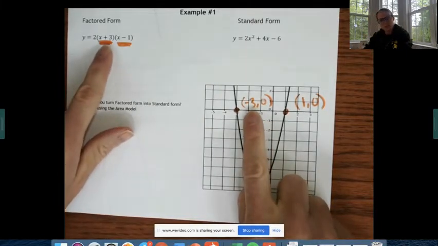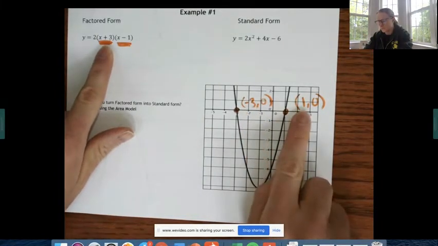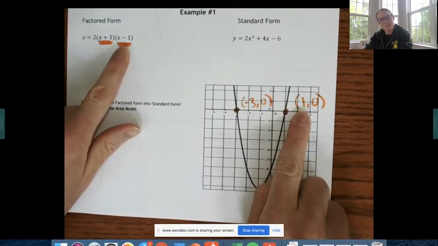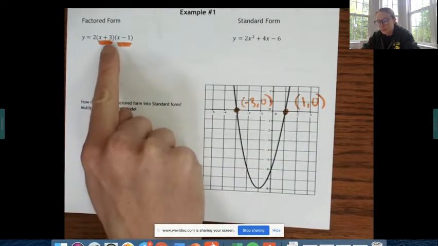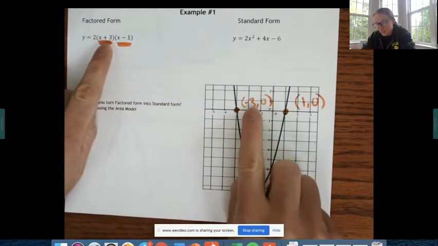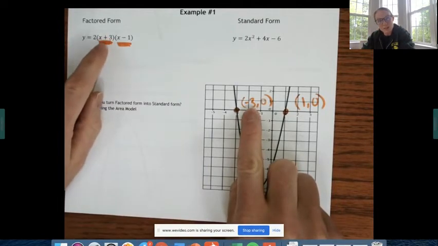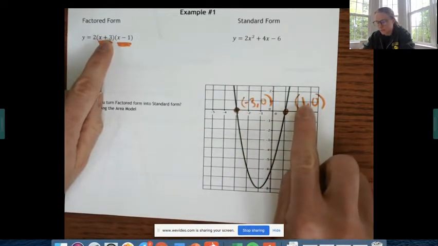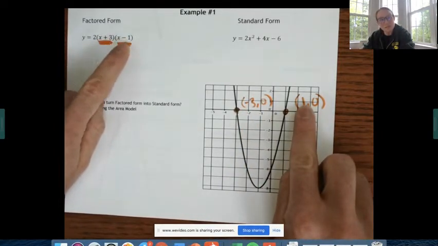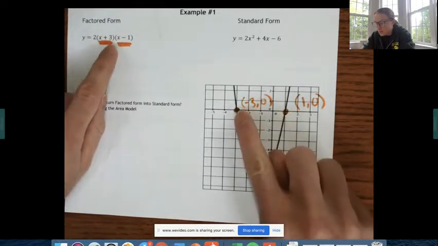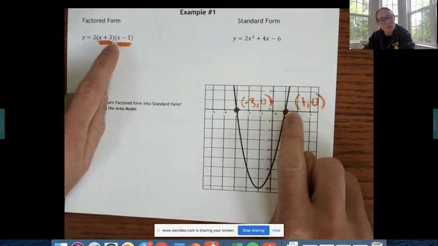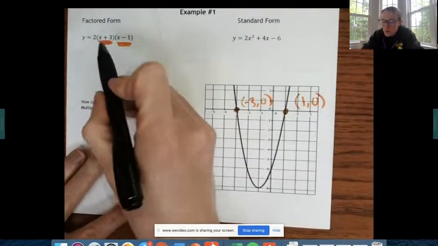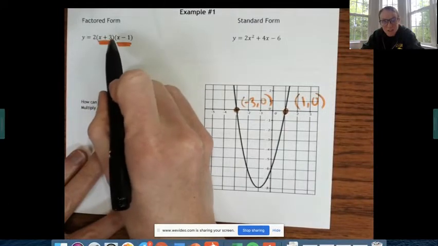What's different about this 3 and this 3? What's different about this one and this one? Their signs are opposite. Let's talk about why. When you take a look here, this -3 is the value that will make this factor 0. -3 plus 3 is going to give you 0. Let's try it over here. 1 minus 1 is going to give you 0. So these two values, these two x-intercepts, are going to come from these factors. It's going to be whatever number is going to make this factor 0.